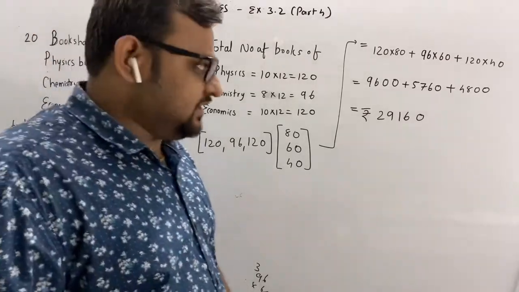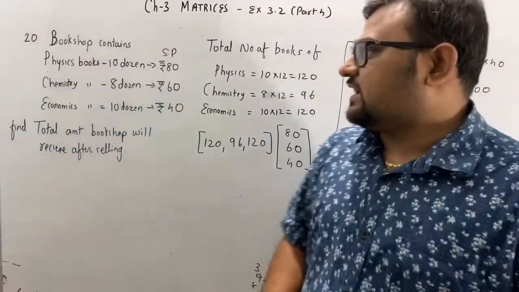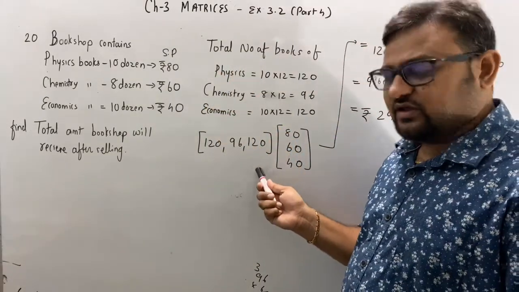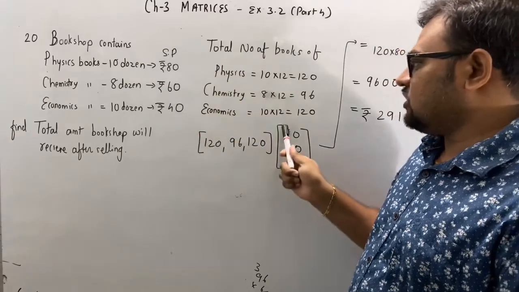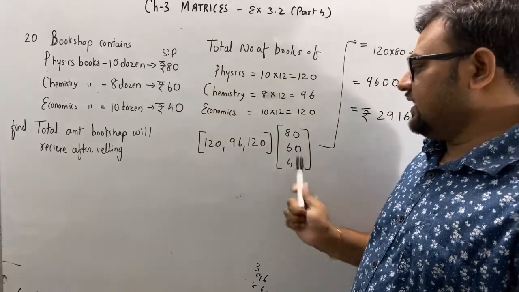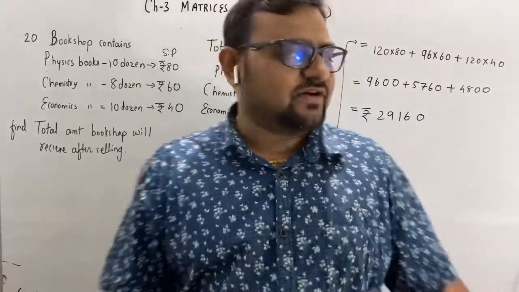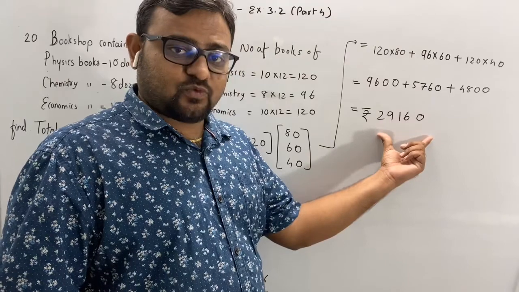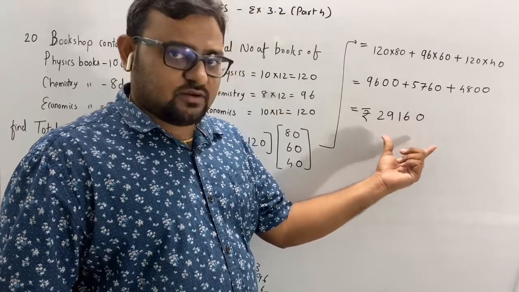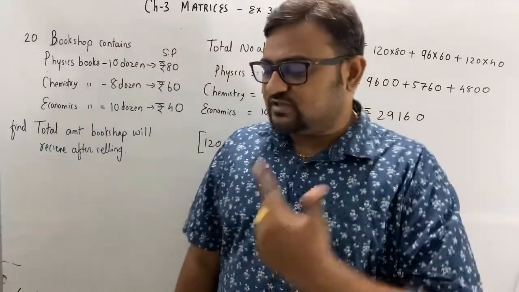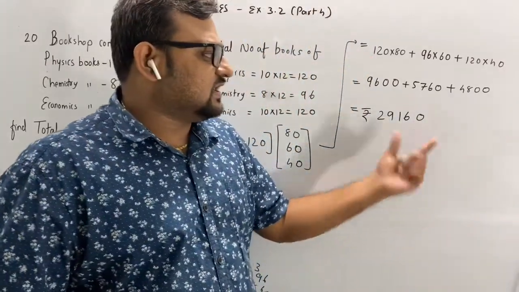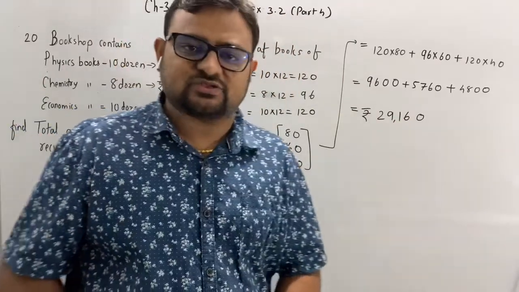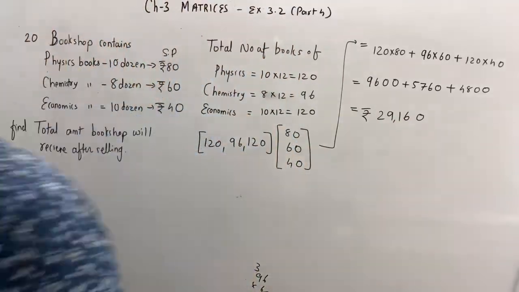Okay, so the total amount you get will be equal to 29,160 rupees. Okay, so what we have done, calculated the total number of books and formed a matrix of it, then column matrix of selling price, and then we multiplied it, and finally our answer is the bookshop will get 29160. Okay, say it's not the profit. Remember, the question is not the profit, how much amount will get. The total amount of your selling, it will be 29,160 rupees. Okay, so go through this question.